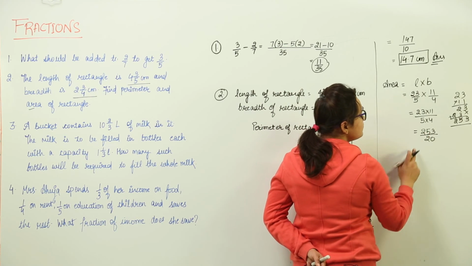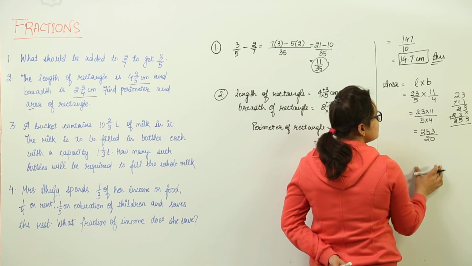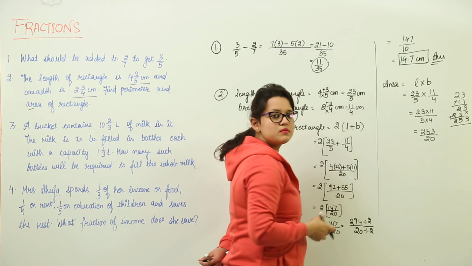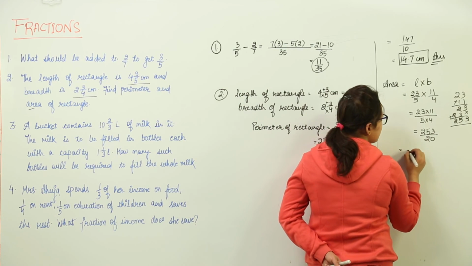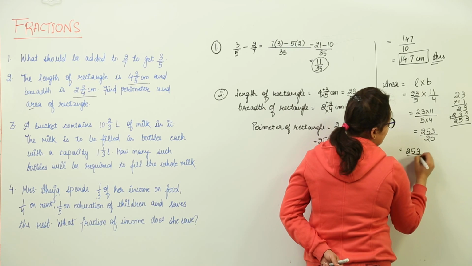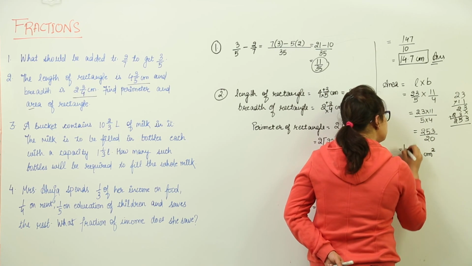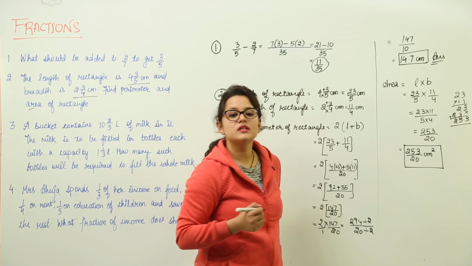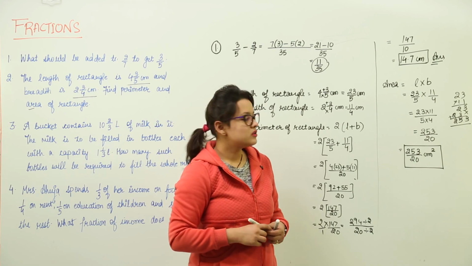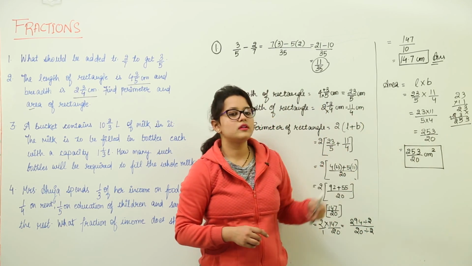Now can we solve it any further? No, it is not further solvable. Yes, you can divide it and leave the answer in decimal form or in mixed fraction, whichever way you want. I am leaving the answer as 253 upon 20 centimeter square. Why centimeter square? Because this is the area and area's unit is centimeter square. So this is the area and we have already found out the perimeter.